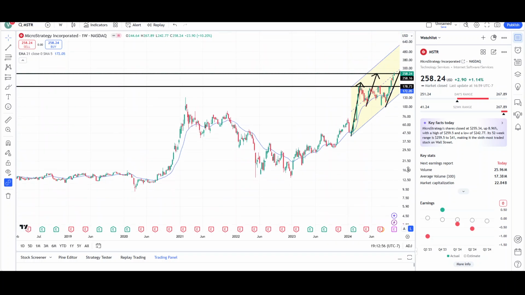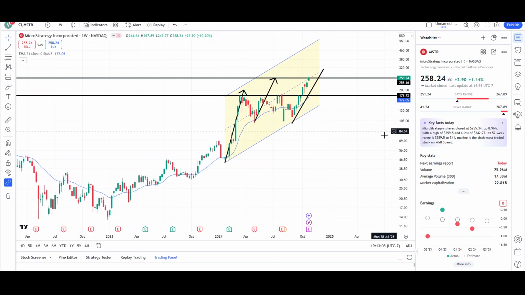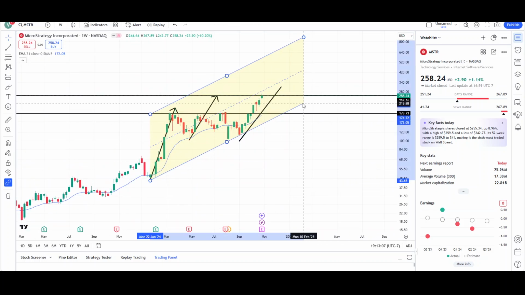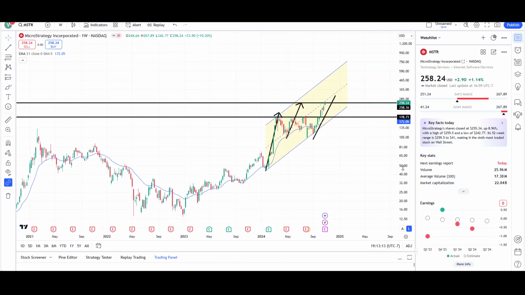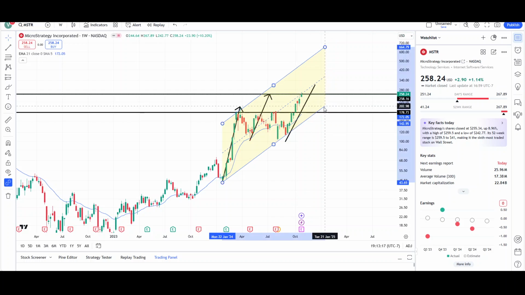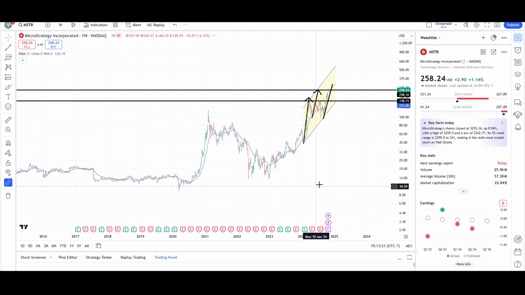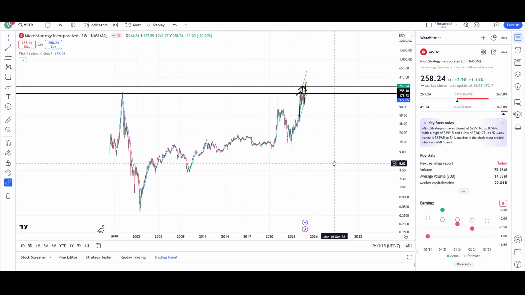Here's a log chart, and you can see that looking at the log chart, there's still room to the upside by a significant amount. If you adjust the channel on the log scale, so if you fit it like this and like that, you see there's a lot of room to the upside. So again, it depends on how you look at the chart. It tells me that either way, there's still going to be a lot of upside potential for MicroStrategy in the future. Let me take a look at a potential measure move target.